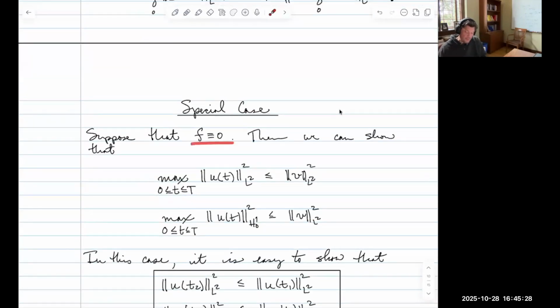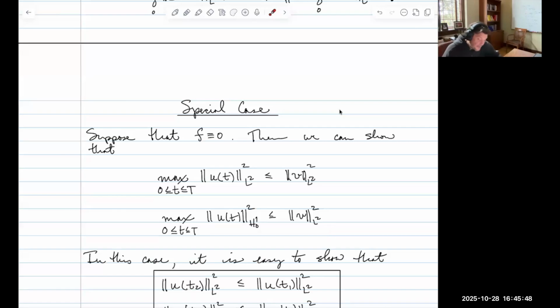Well, if f is 0, then I only have that v part, and I have this remaining. Right, so that is in the case that I have the lower regularity for the weak solution. If I have the higher regularity for the weak solution, then I have this.